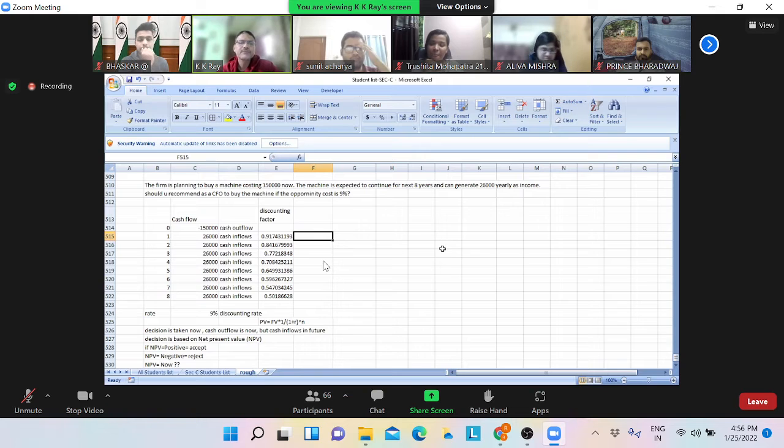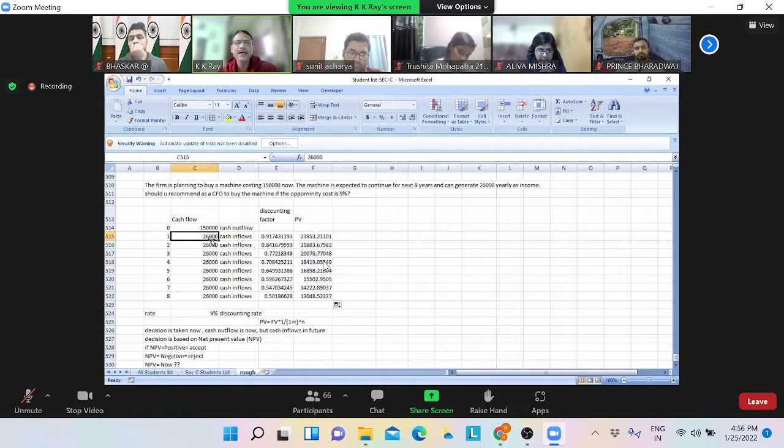So these are the factors. Then we need to calculate the present value, each present value. So this one multiplied by the factor. Simple factor. That means what? The money that you are getting after 1 year, how much will be the value today? Money that you are getting after the 8th year, how much is the value today? If you are getting 26,000 after 8 years, its value today is 13,048 rupees at the rate of 9%. So these are nothing but my present values, today's value.